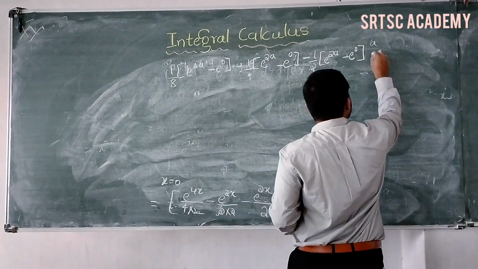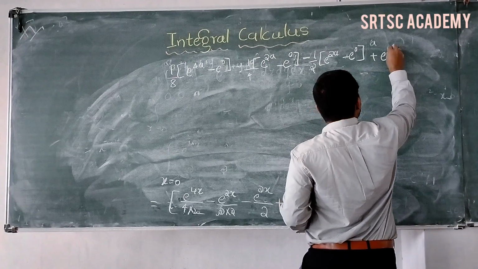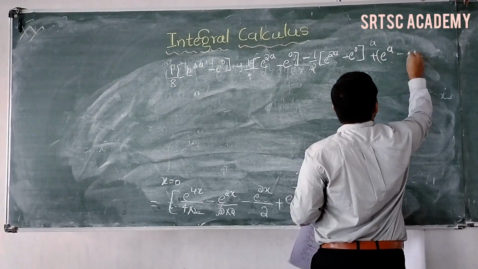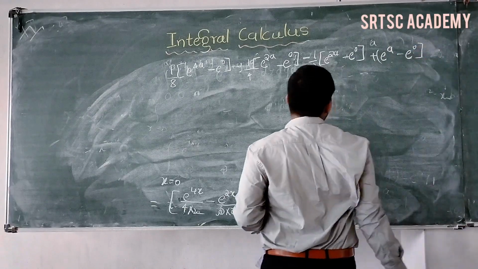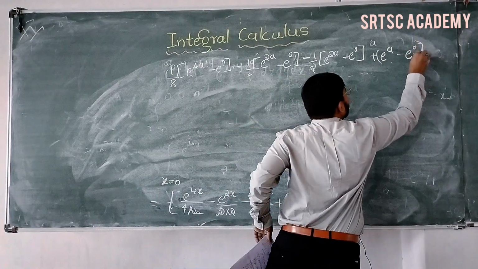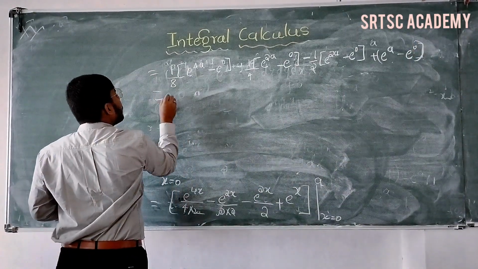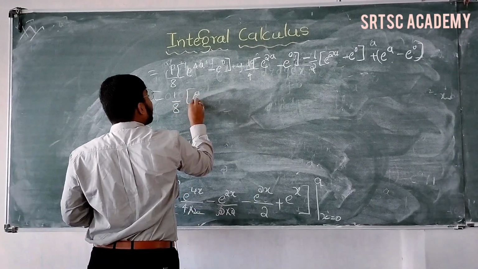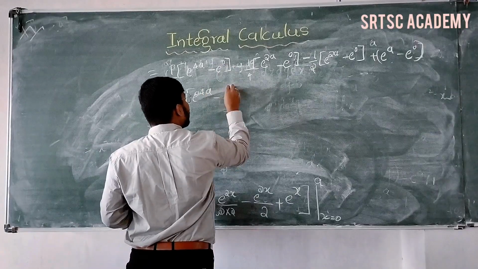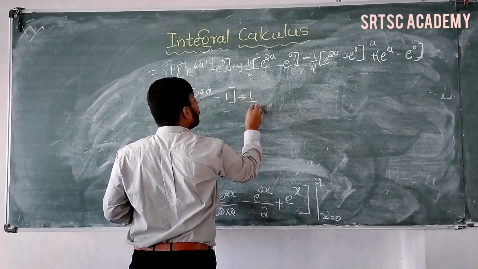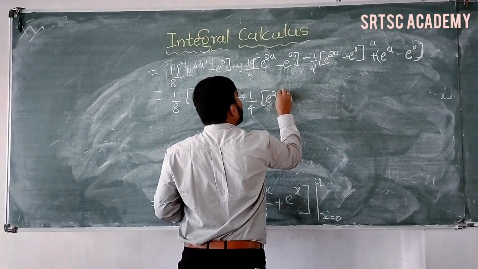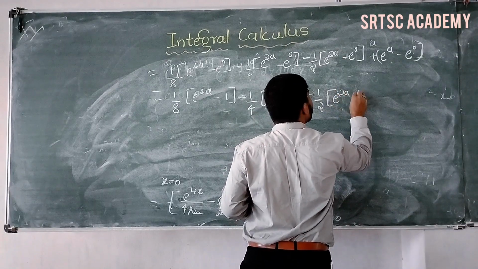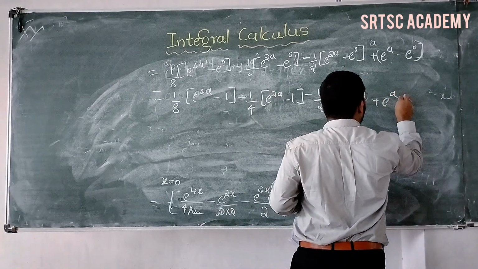Plus e^x. We have x, right? Upper limit a minus lower limit e^0. Simplify that: 1/8 into e^(4a) minus e^0, that means 1, minus 1/4 e^(2a) minus 1, minus 1/2 into e^(2a) minus 1, plus e^a minus 1.